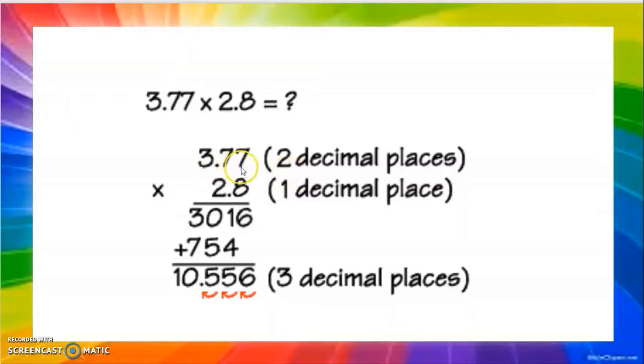So first here we have 1, 2, we have 2 decimal places. On the second number we have only 1 decimal place. So altogether we have 3 decimal places. So on the answer, we're going to count from right to left. So 1, 2, 3, then put the decimal point here. So we have 10.556.